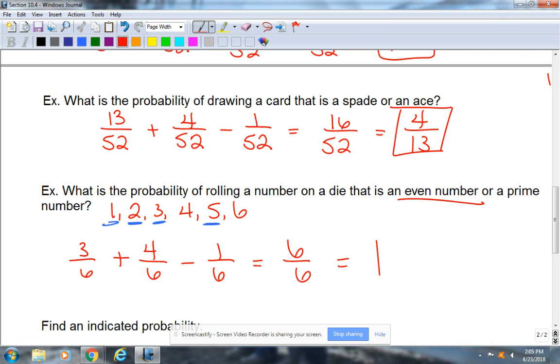I got a 3. Is it even or prime? Yeah, it's prime. I got a 4. Is it even or prime? It's even. I got a 5. Is that even or prime? Think about it. There's only 6 of them.